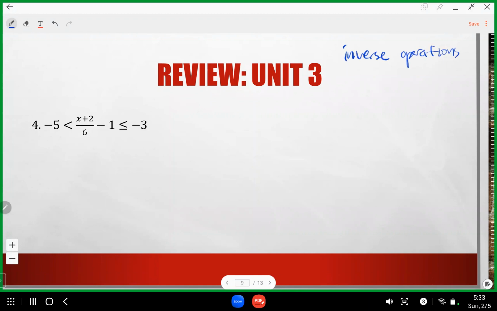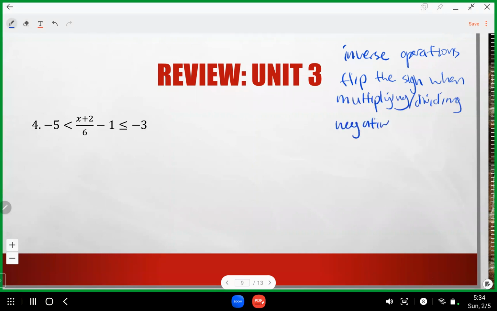What is the catch, though? The catch is that you flip the sign when multiplying or dividing by a negative. So the only catch is that you flip the sign when you're multiplying or dividing by a negative number. You're just going to flip it.